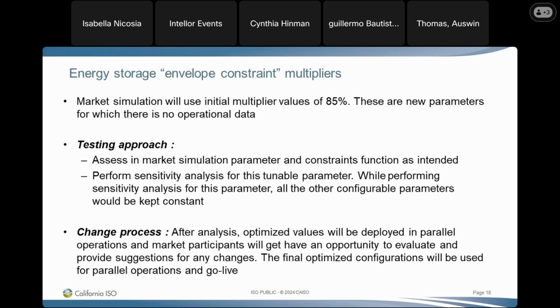Keeping all other parameters constant, sensitivity analysis will be performed and the optimized value will be used in the parallel operations. So why 0.85? This is to start with a high value as discussed during the stakeholder discussions. And this also is a brand new parameter with no operational history. So we want to start near the high end, monitor the performance during market simulation, and then run sensitivity analysis and come to a final conclusion.